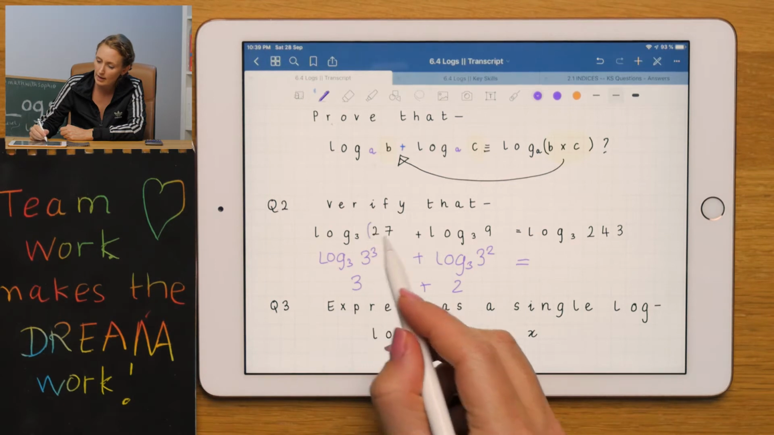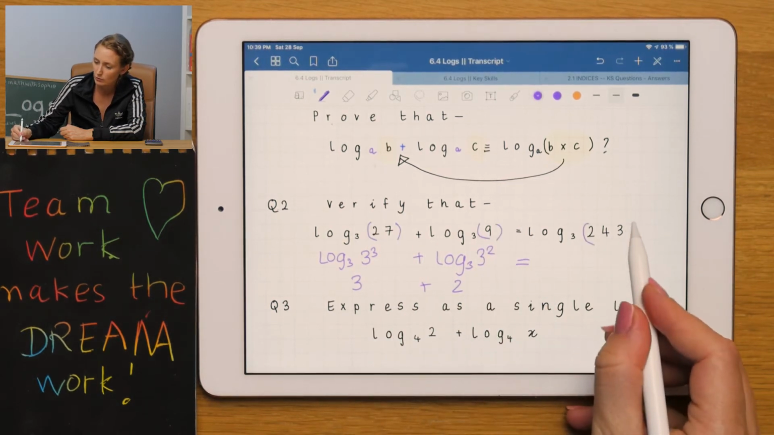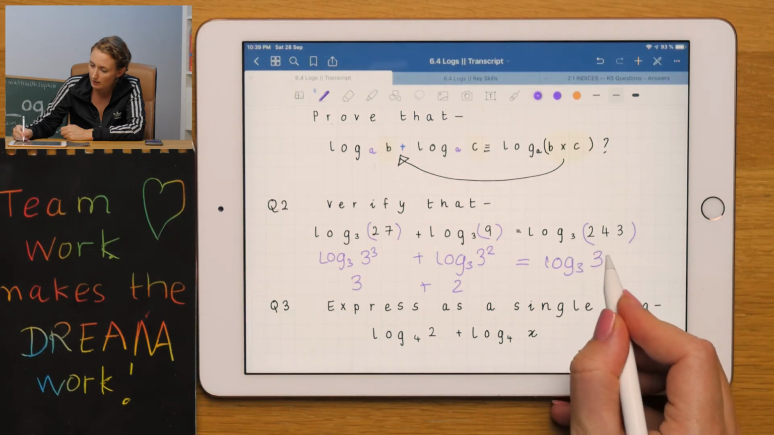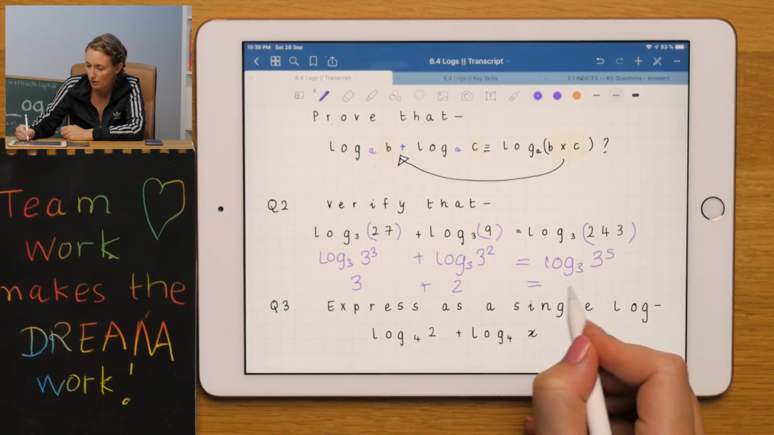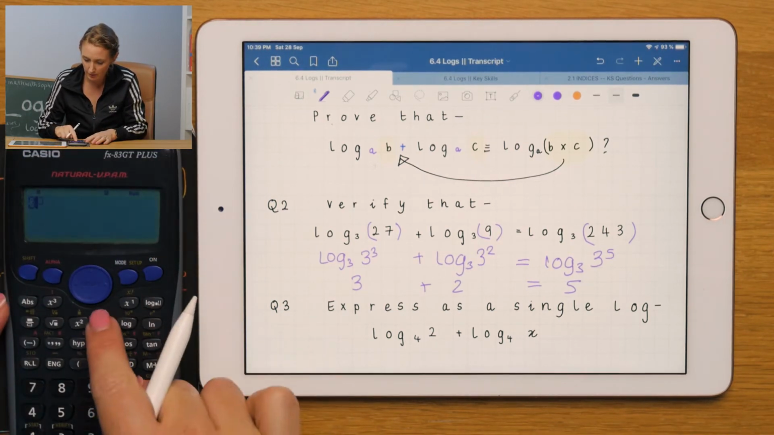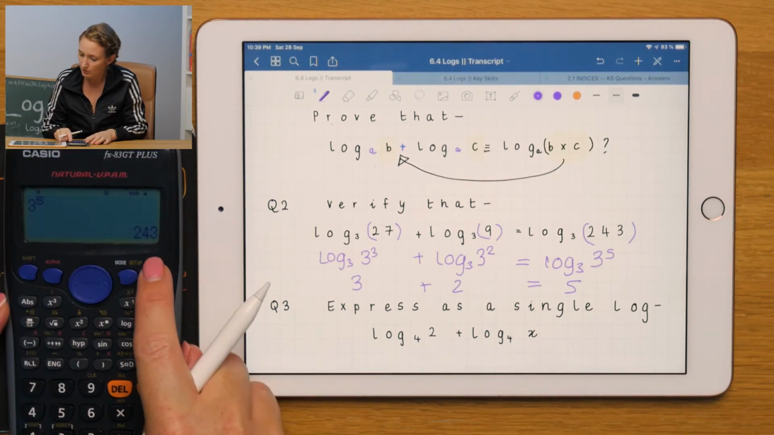Now, 27 times 9 would be 243. So that would need to be 3 to the power of 5 for this to work. And you can check it is. 3 to the power of 5 is 243.